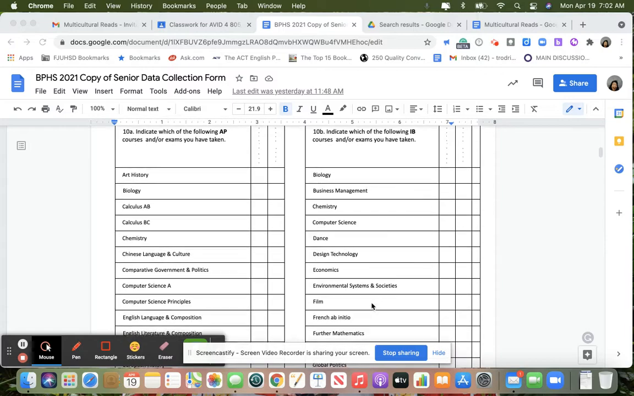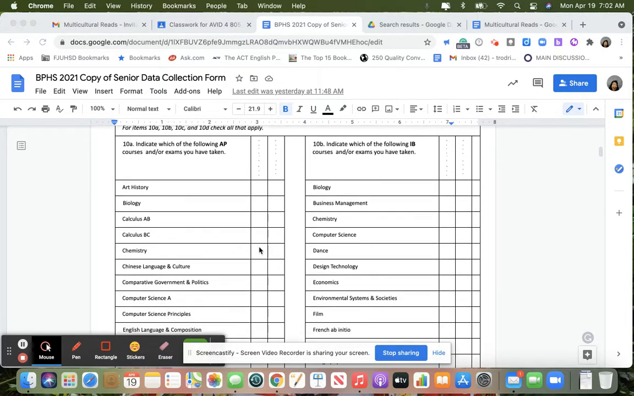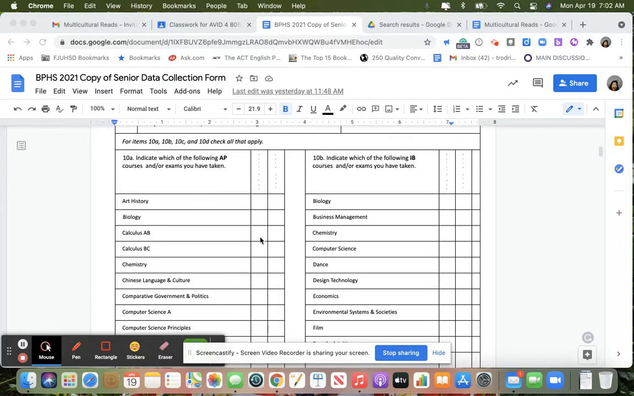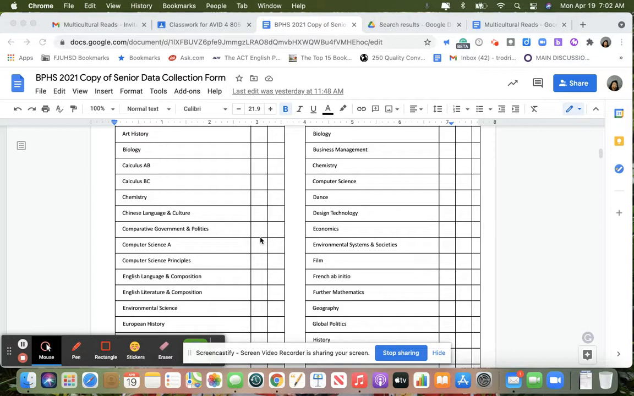Please note that 10A is the question where you'll be spending a fair amount of time, because it's asking you to check any AP classes and courses that you have taken or are taking. So please remember that if you took any kind of art, history courses, or biology, or calculus AB, BC, chemistry, and so on and so forth, check yes on that, even if you are currently taking it. So for those of you who are taking calculus, but you haven't taken the test yet or officially finished the course, you're still going to check yes for that.